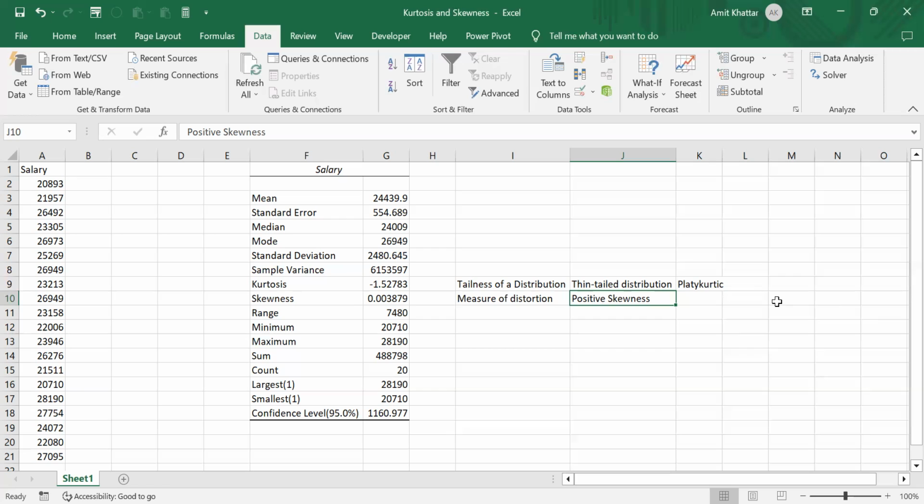So I hope this was helpful to give an idea of what exactly is kurtosis, what is skewness per se.